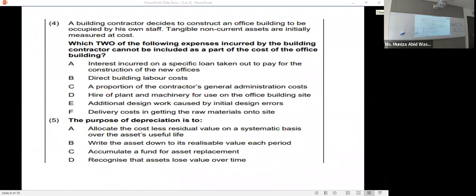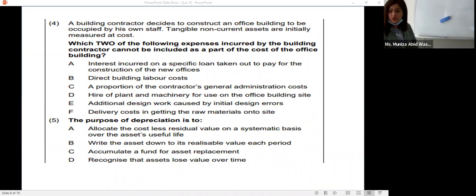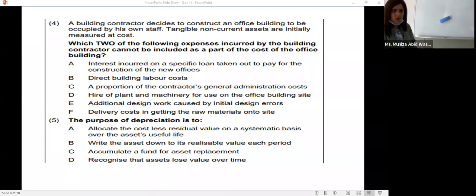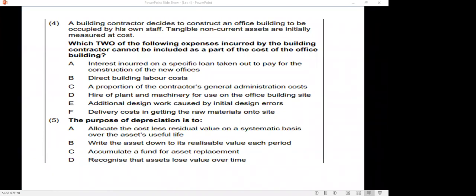Okay, students, interest incurred on the specific loan taken out to pay for the construction of the new offices. Is it going to be included in the cost? It is going to be included. Direct building labor cost. Is it going to be included in the cost? It will be included. In the cost of the construction, obviously it will be included.